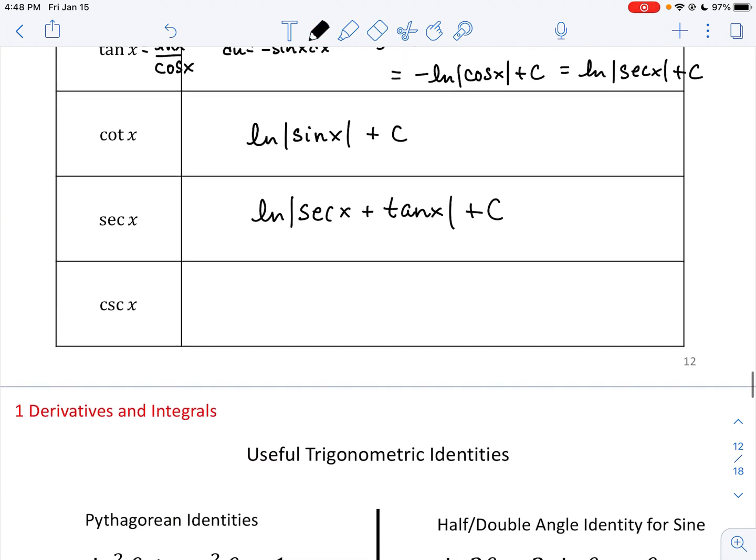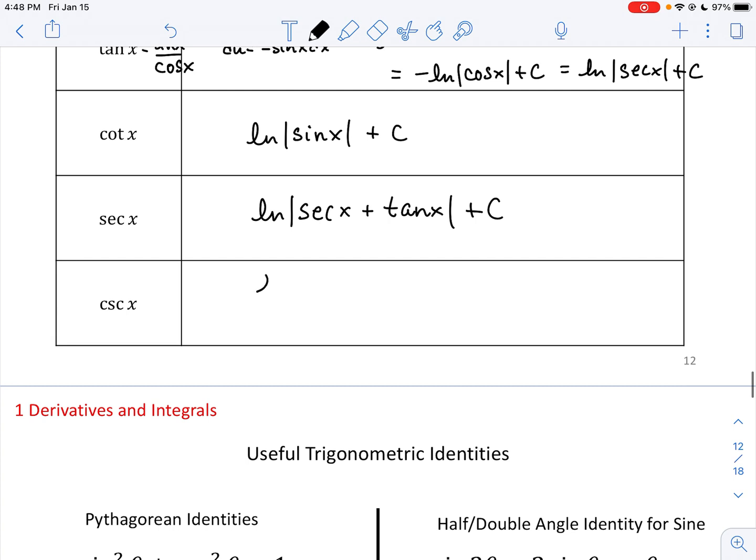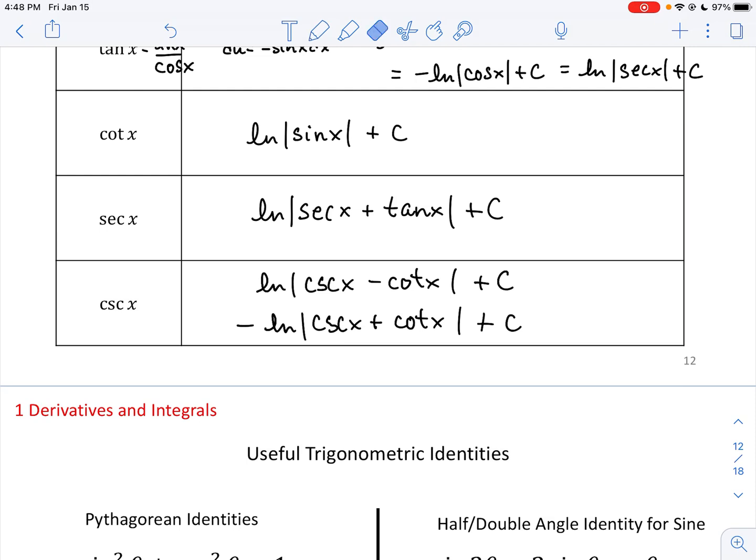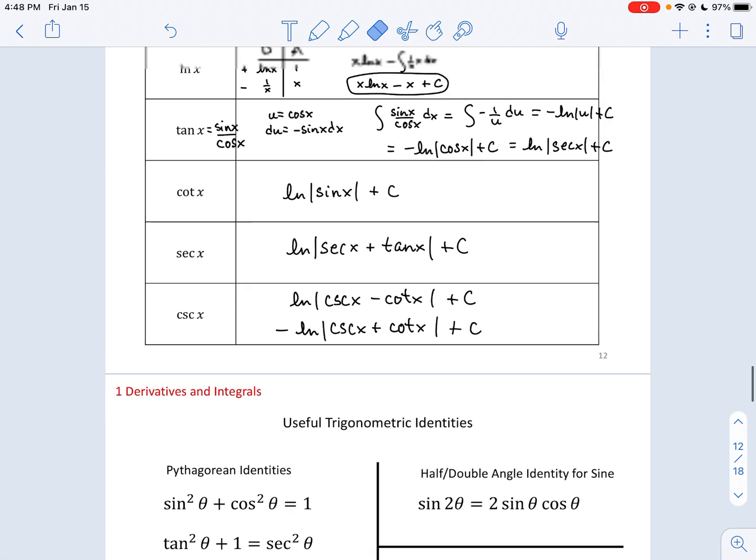And the antiderivative of cosecant, there's really one of two acceptable answers. You can do natural log of cosecant of x minus cotangent of x, or you can do the negative of the natural log of cosecant of x plus cotangent of x. I see both of these, and they're both acceptable. I leave it to you to verify that both of them do produce cosecant of x when you differentiate.